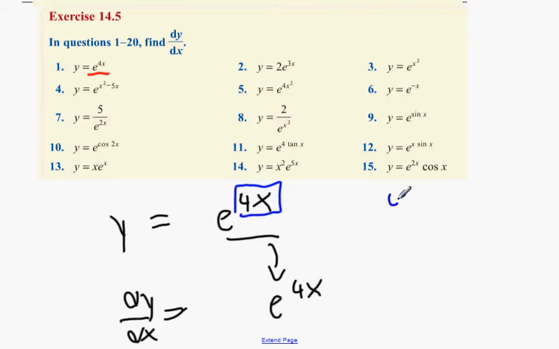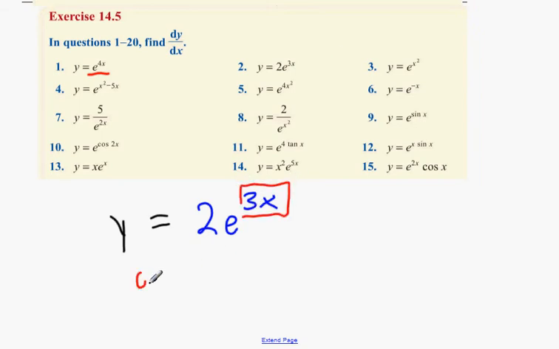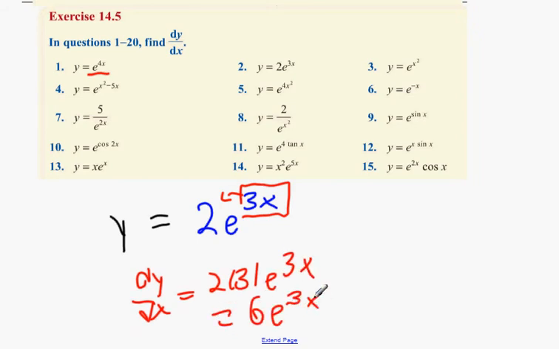So what's the derivative of 4x? 4. So the answer to the first one is 4e to the 4x. Okay, next question would be, for example, number 2. You get 2e to the 3x, okay? Once again, you're only worrying about what's here. You differentiate. Exactly. 2 multiplied by 3, because the 3 goes to the front, and it goes 6e to the 3x. Quite simple.